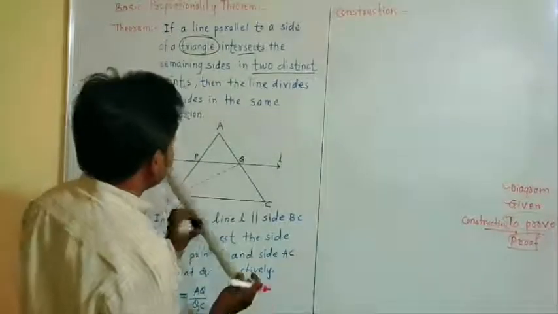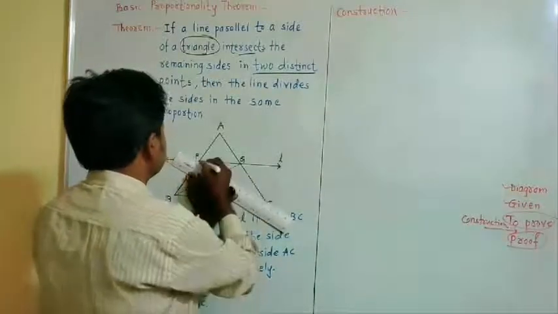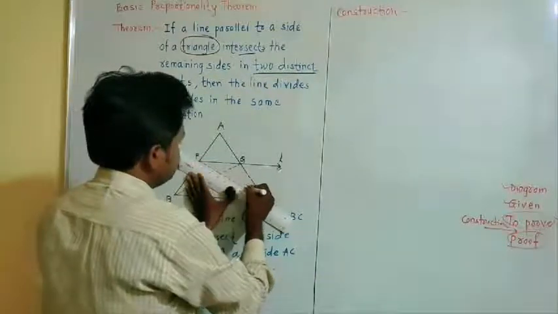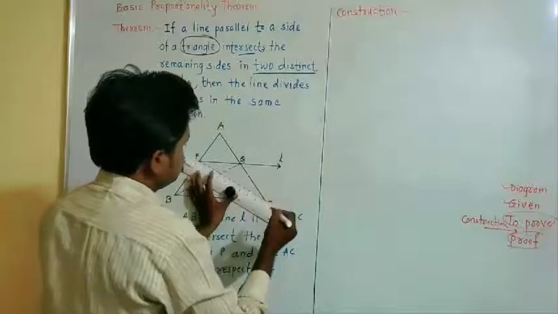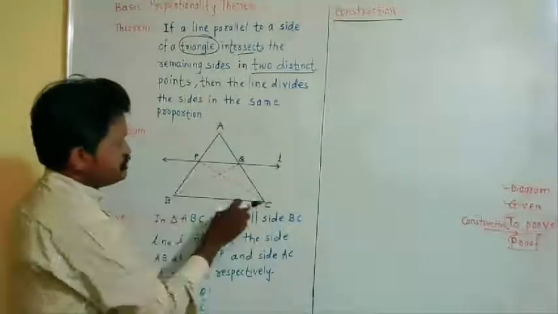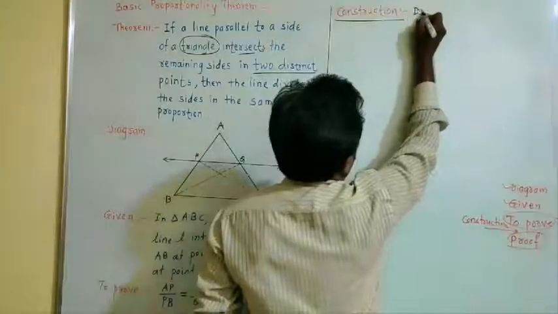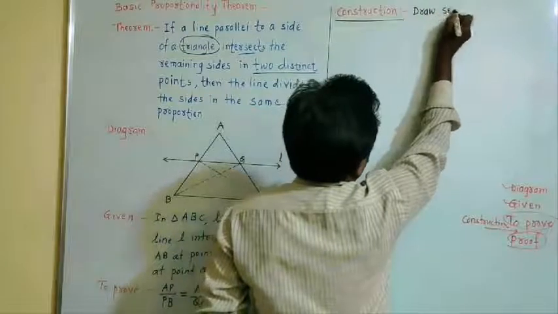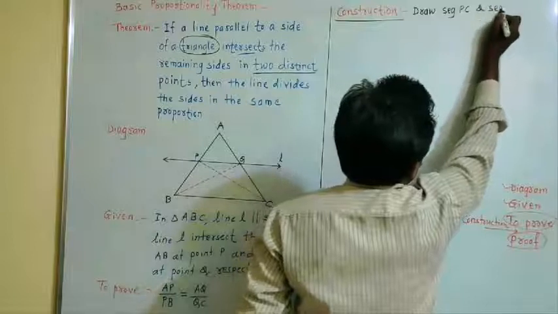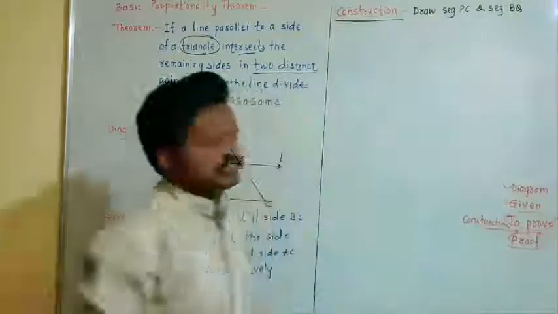And the second construction, you draw segment PC. So we make the construction: draw segment PC and segment BQ. So that is our constructions.